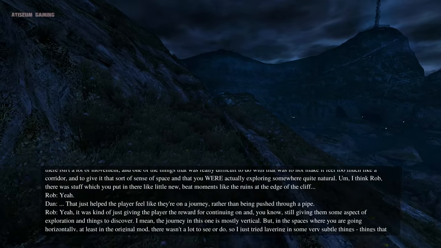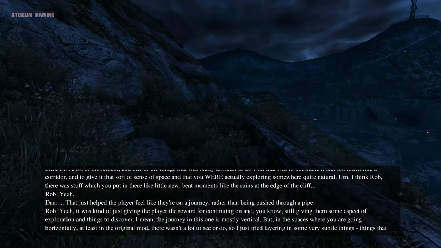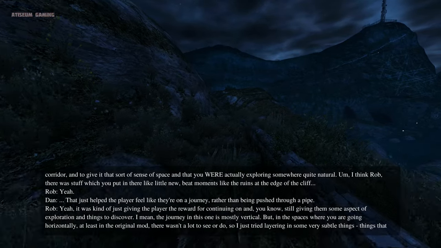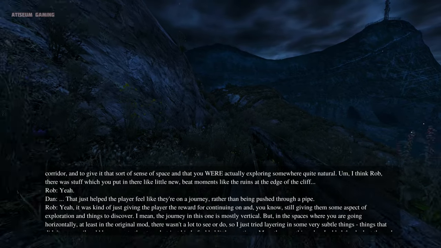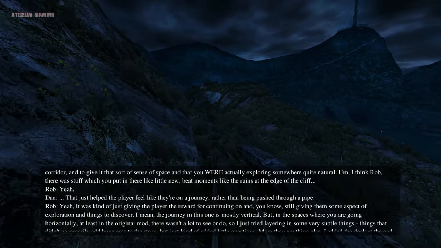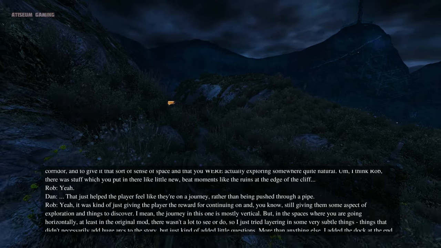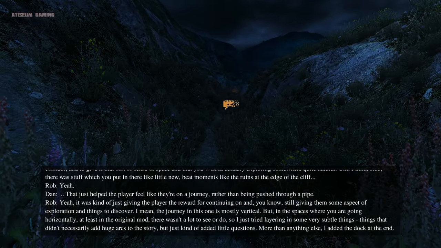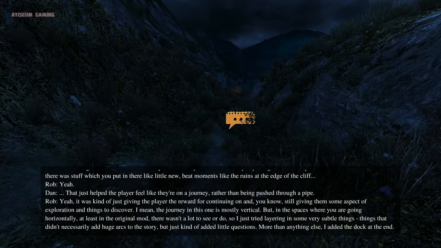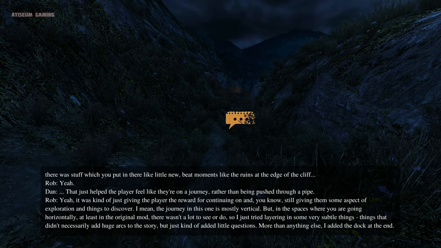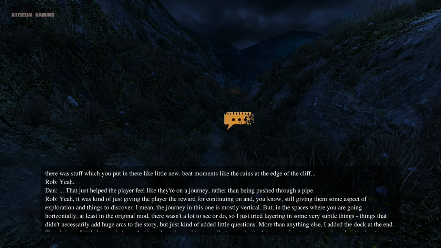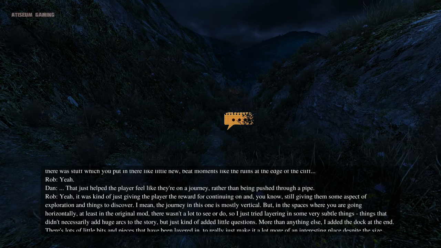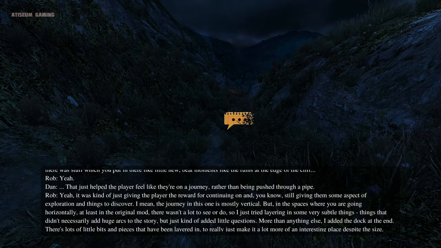The journey in this one is mostly vertical. But in the spaces where you are going horizontally, at least in the original mod, there wasn't a lot to see or do. So I just tried layering in some very subtle things that didn't necessarily add huge arcs to the story, but just added little questions more than anything else. Like I added the dock there at the end. There's lots of little bits and pieces that have been layered in to really just make it a lot more of an interesting place despite the size.